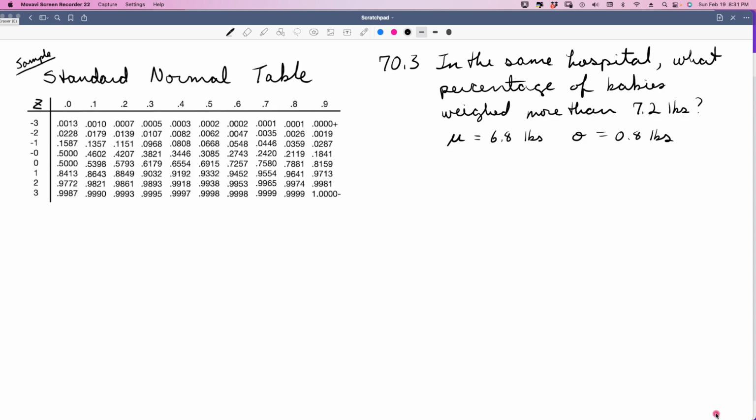All right, so for this problem, I want to see if you can solve it yourself first. So I want you to pause the video and read the problem. In the same hospital, what percentage of babies weighed more than 7.2 pounds? And I've given you your mean and your standard deviation from the same problem. So pause the video and see what you get. See if you remember. And then you can press play and see the answer.